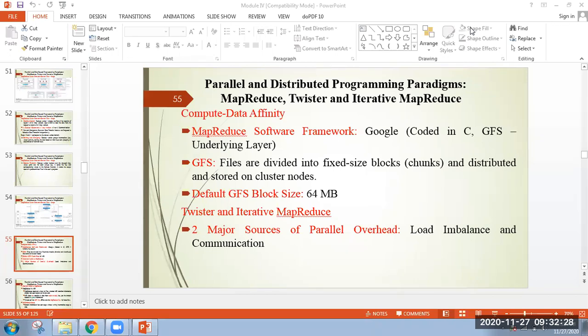So please answer this question. Which one is not a step of MapReduce? Whatever steps we have discussed, which one is not a step of MapReduce? We have seen the 11-step process.